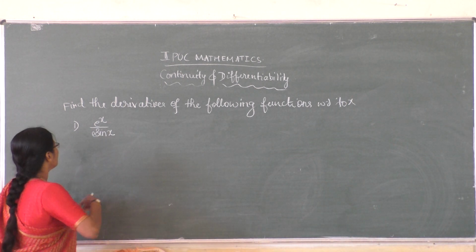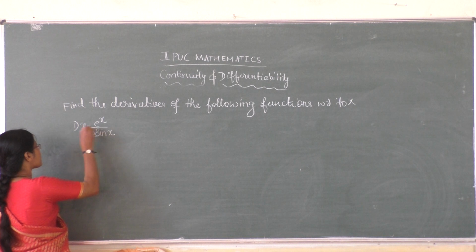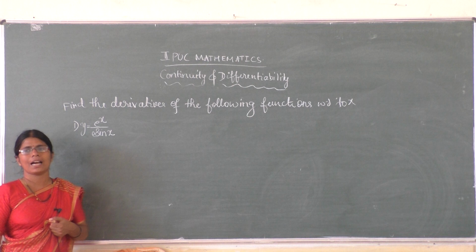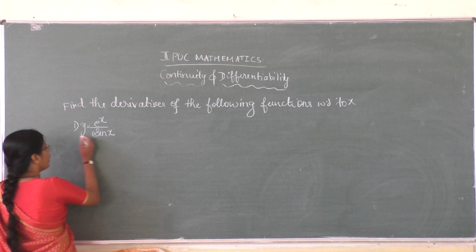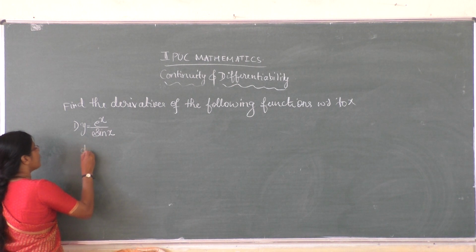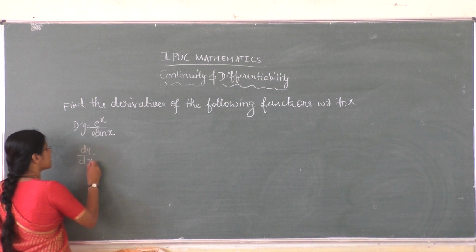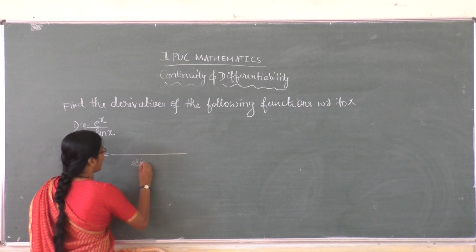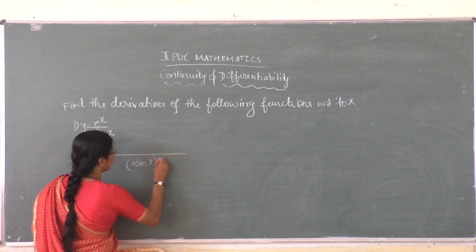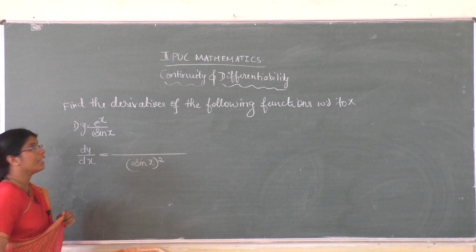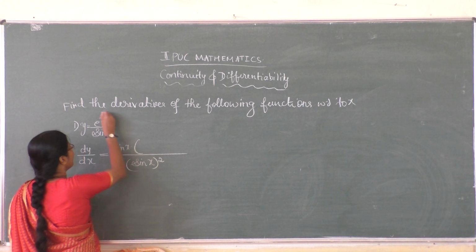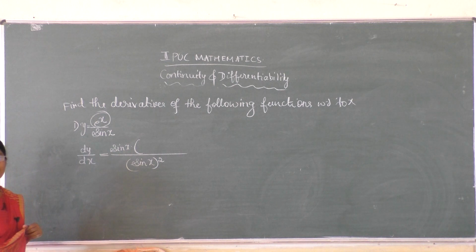So here what we do, consider this as y equal to e to the power x by sine x. So now differentiate: dy by dx equals, in the denominator, square. Okay, denominator square. In the denominator into derivative of e to the power x.